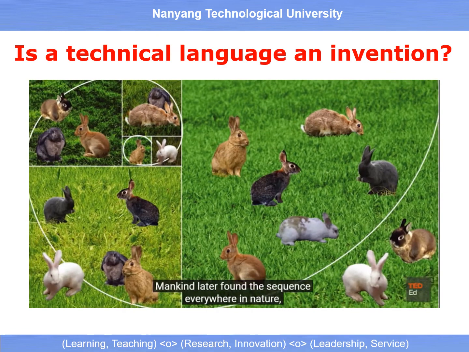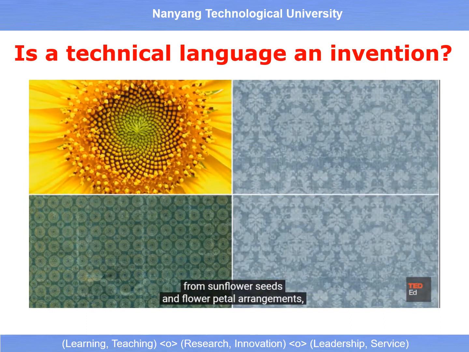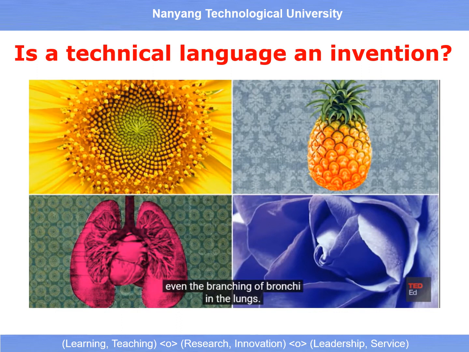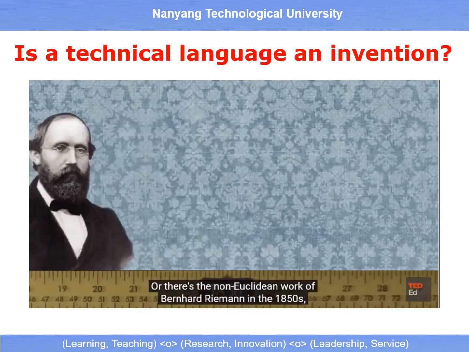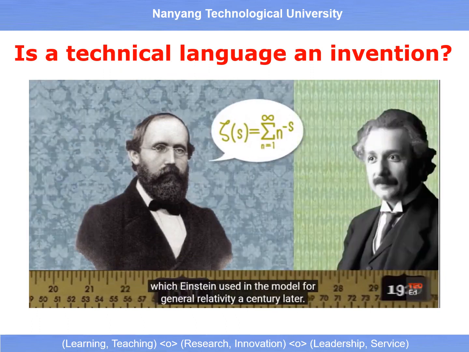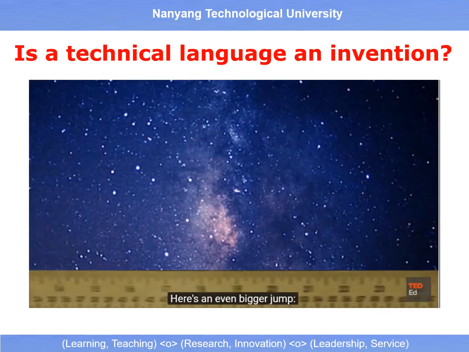Mankind later found the sequence everywhere in nature, from sunflower seeds and flower petal arrangements to the structure of a pineapple, even the branching of bronchi in the lungs. Or there's the non-Euclidean work of Bernhard Riemann in the 1850s, which Einstein used in the model for general relativity a century later. Here's an even bigger jump.